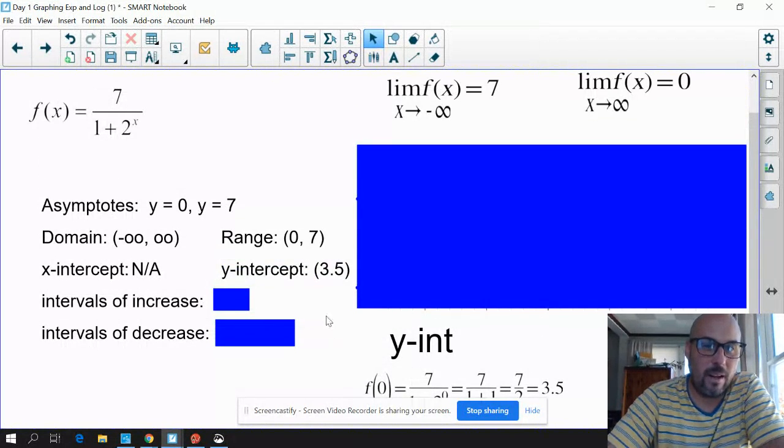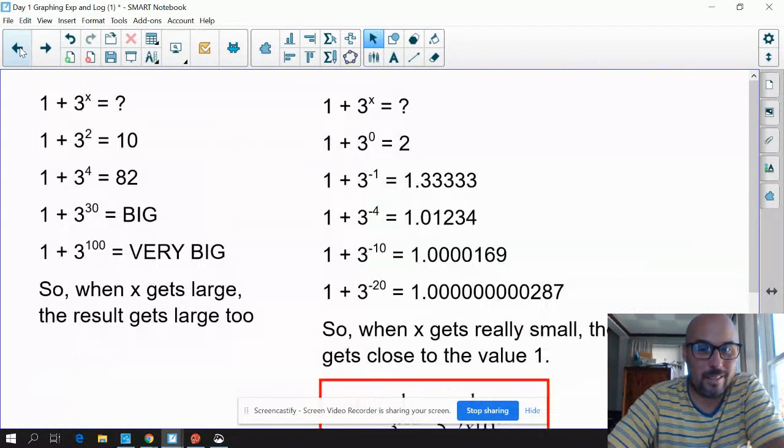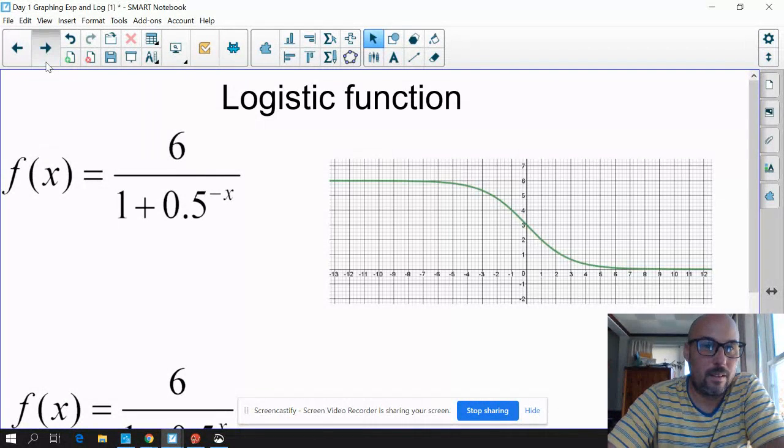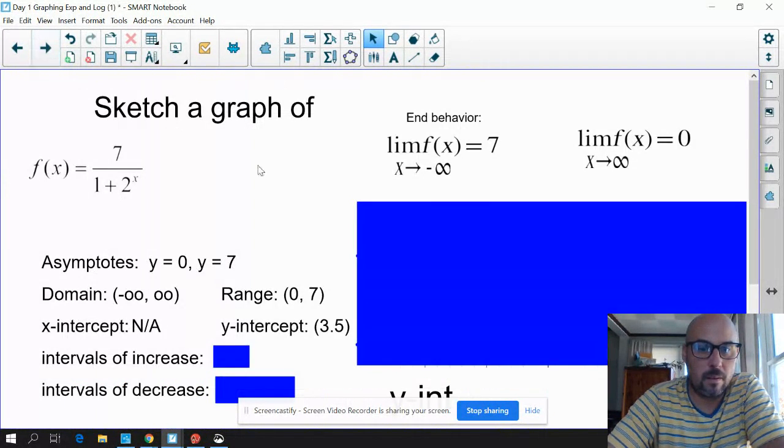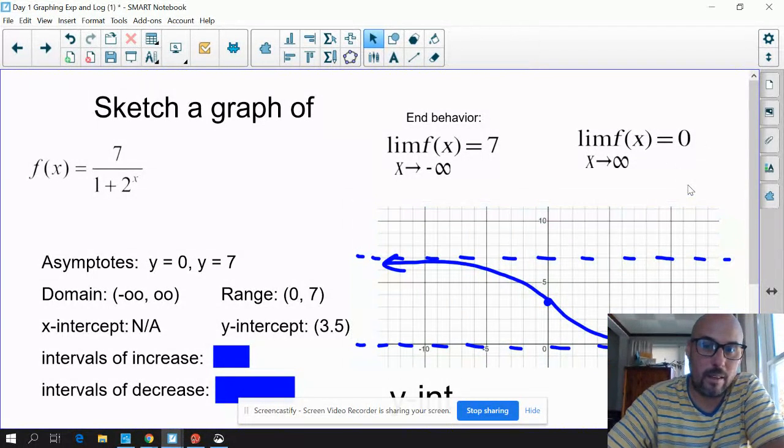Now I can kind of graph it. I know the two horizontal asymptotes, 0 and 7. And I know the y-intercept. And I have some basic idea of what these things look like. I know that to the left, when x gets small, it's approaching y equals 7. And to the right, when x approaches infinity, it's swooping down to y equals 0. And there you have it. Y-intercept of 3.5. When I go to the left, it's approaching 7. When I go to the right, it's approaching 0.